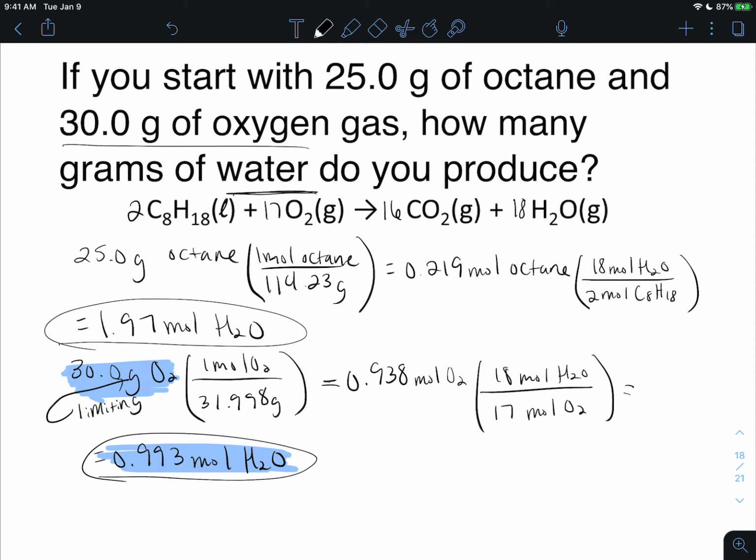Okay. Now, once we have moles of water, we can convert it into grams using our molar mass. And we get a value of 17.9 grams of water produced. Pretty easy.